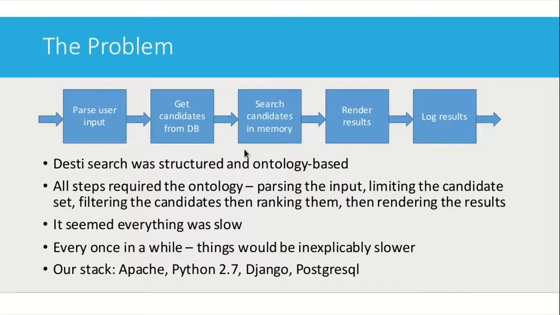So we would get candidates from the database. In memory, we would score and then rank the candidates. Once we have the 10, 20, 50, whatever results that we wanted, we would render them, essentially adding all the additional information needed in order to display them to the user, such as images or snippets that the user would like to see in order to be convinced that those results are relevant, and then log those results. All the steps would require the ontology.